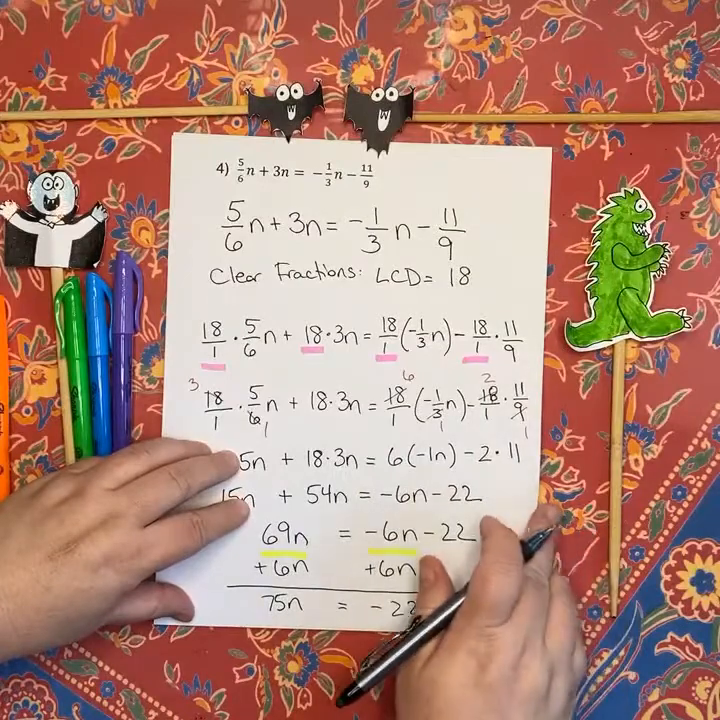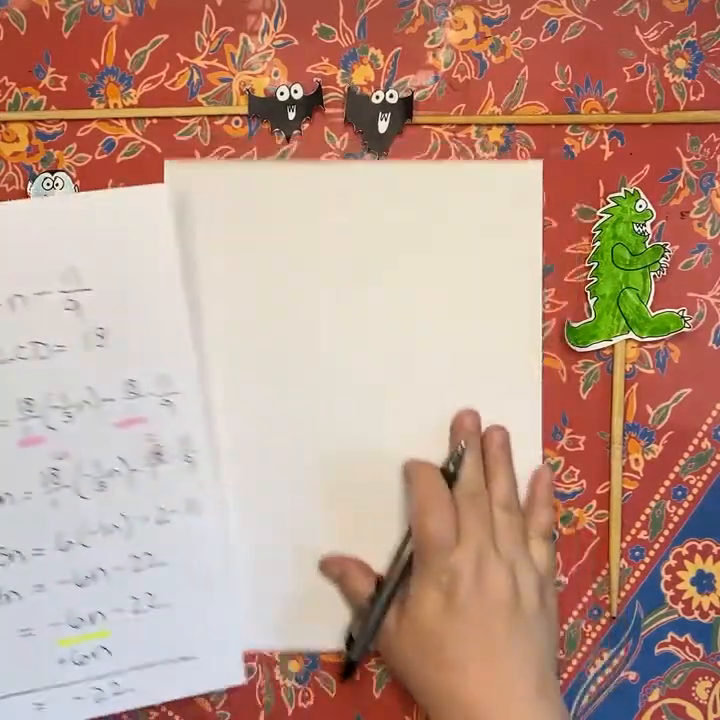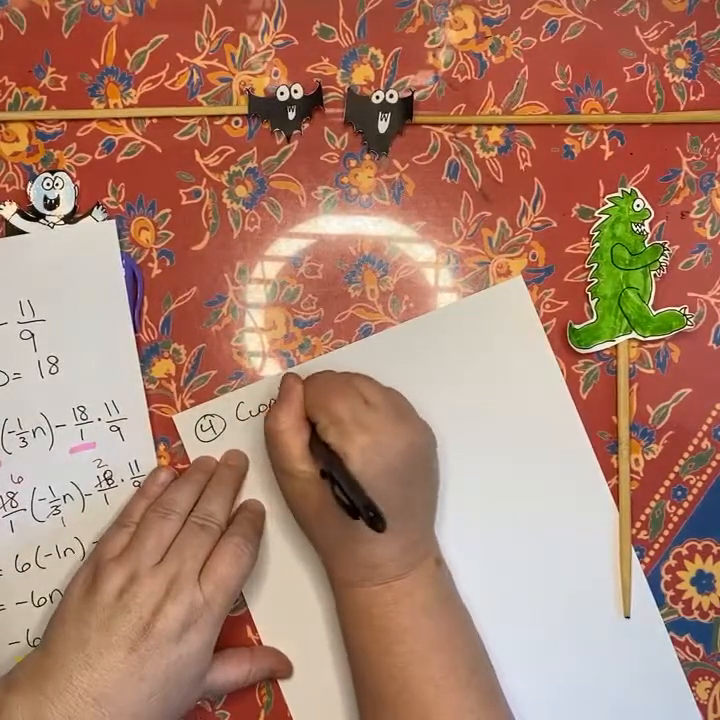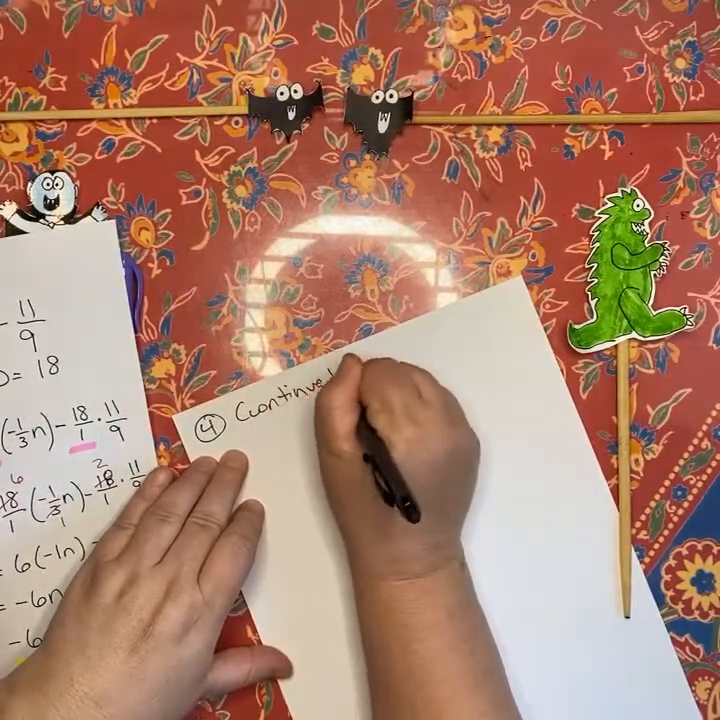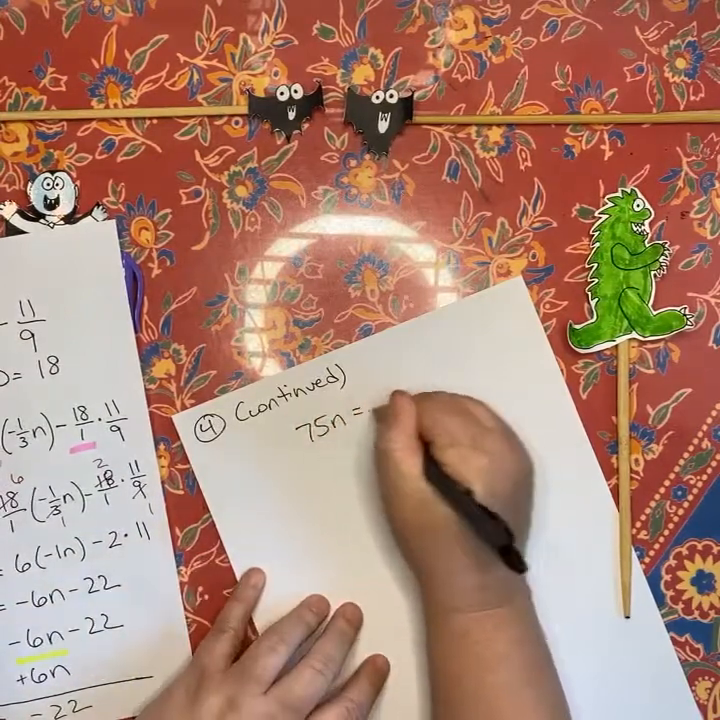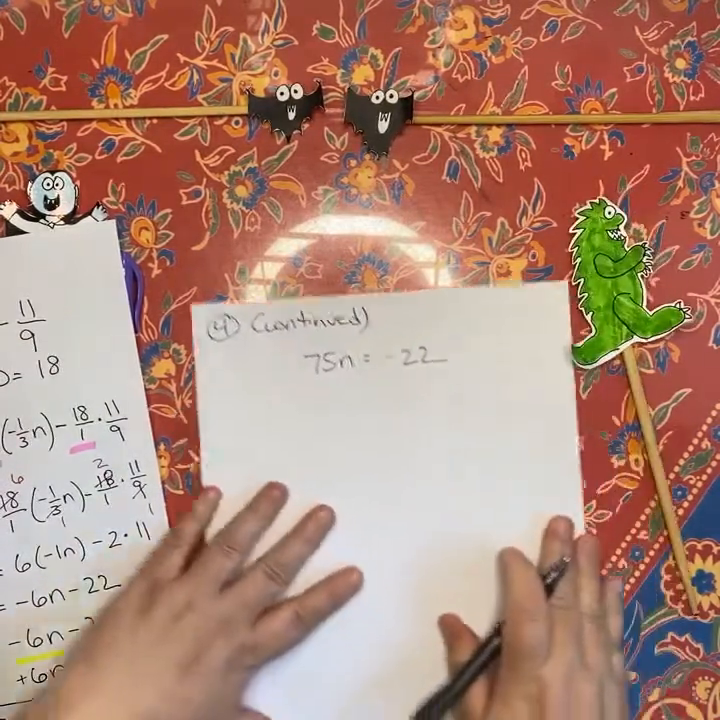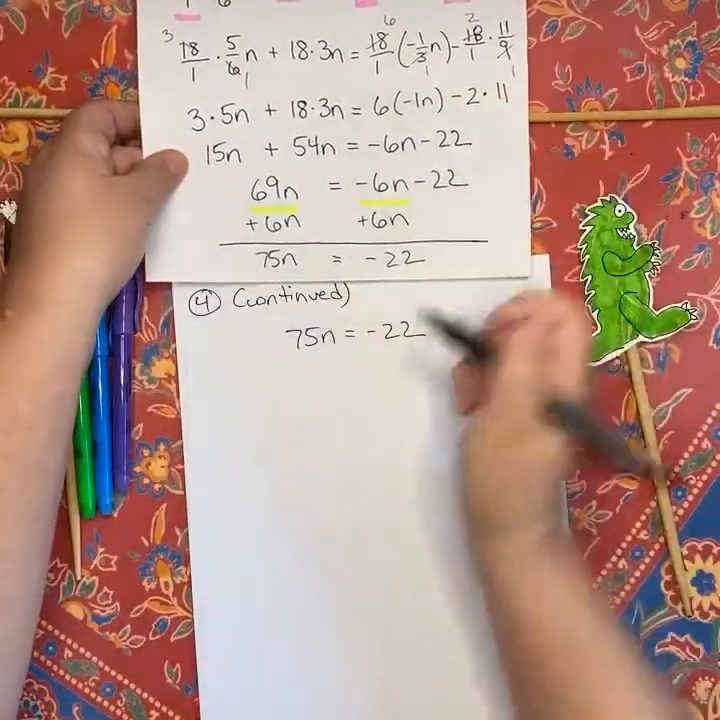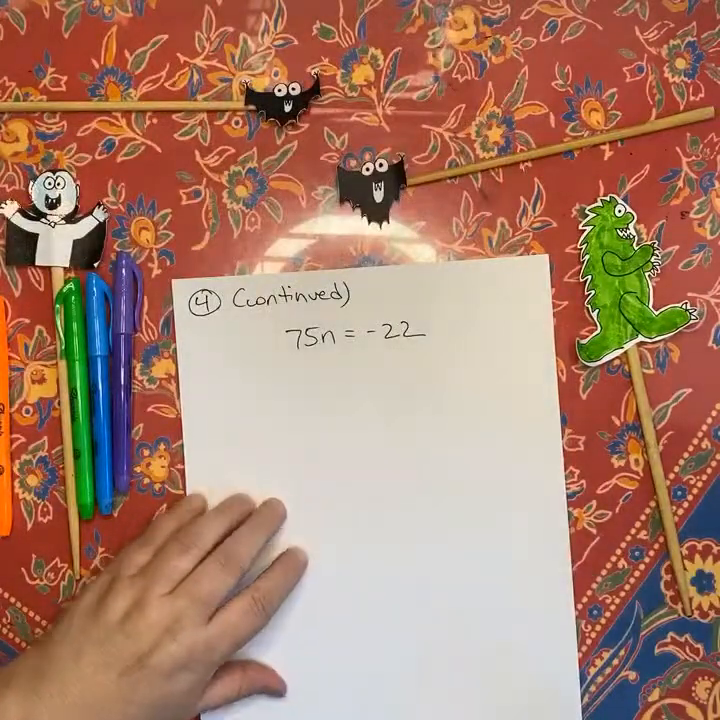Okay, this is not great. I can already tell that this answer is going to be a little wonky. But I don't care because I'm almost done. I'm very excited. 75n equals negative 22. That's what we got down here at the bottom. 75n equals negative 22. Okay, so what's the last step?